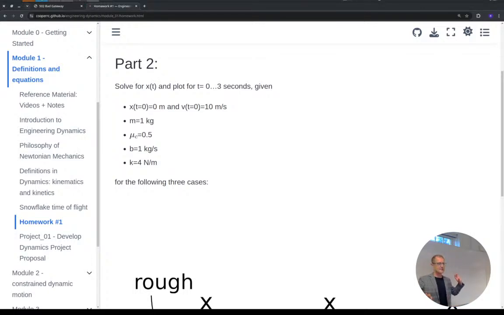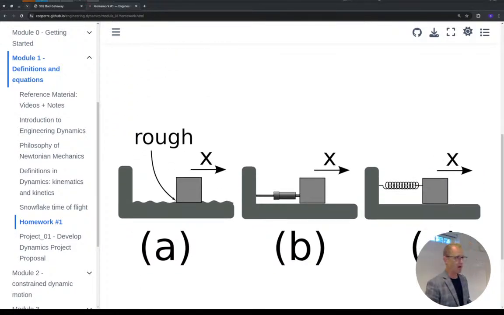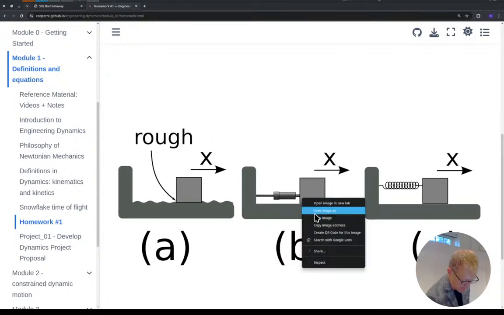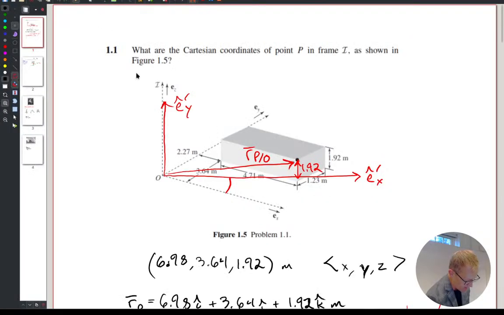As we get out of the textbook problems, this is the next part where it's saying solve for x of t for 3 different cases. One where a block is sliding on a rough surface, so there's some kind of friction. One where a block is sliding, but there's a damper opposing that motion, so the faster it moves, the bigger the force to slow it down. And then the last one's a spring: the more it moves away, the more the spring wants to pull it back to the wall. For these 3 cases, we could jump off right here. Then we'll come back to what we were working on last time.